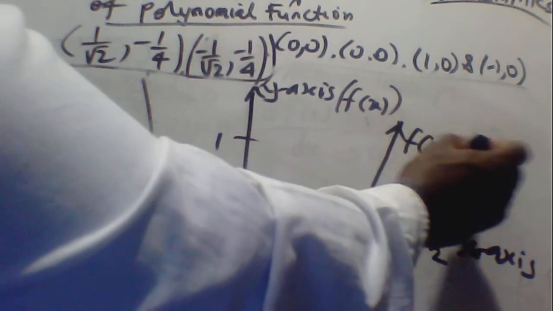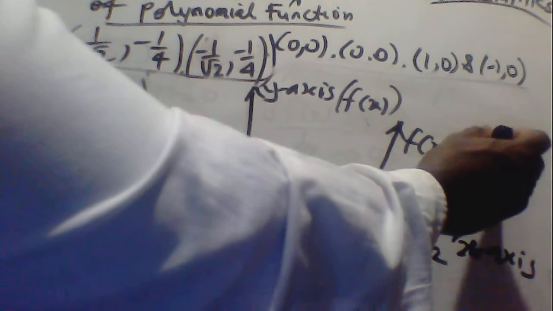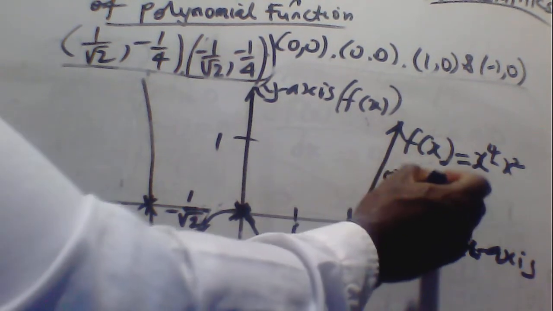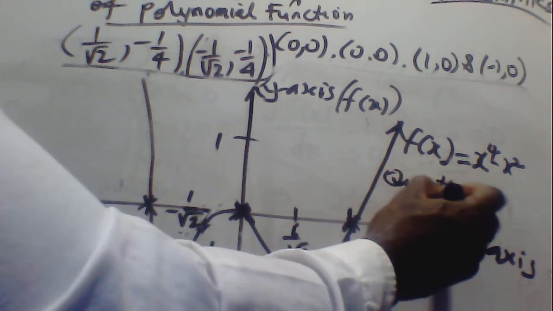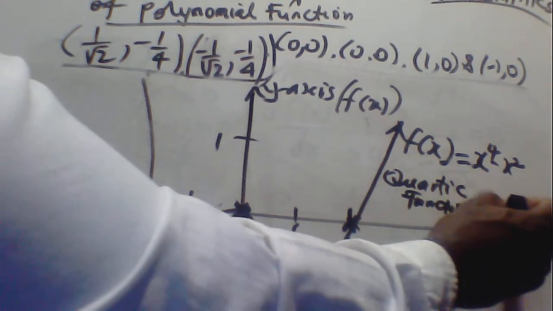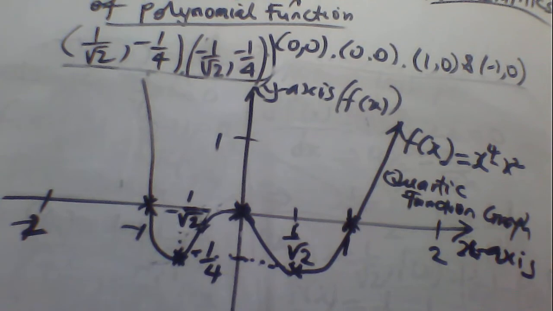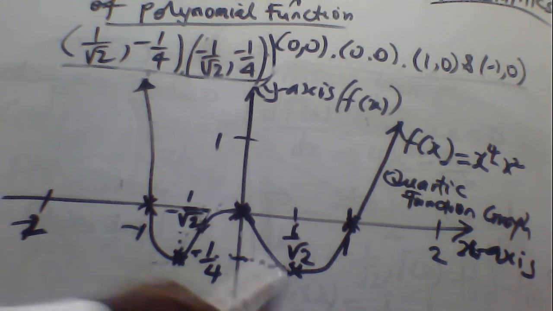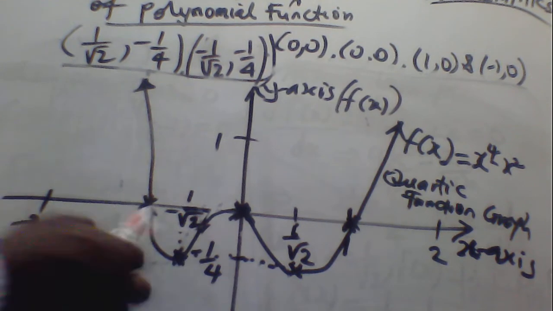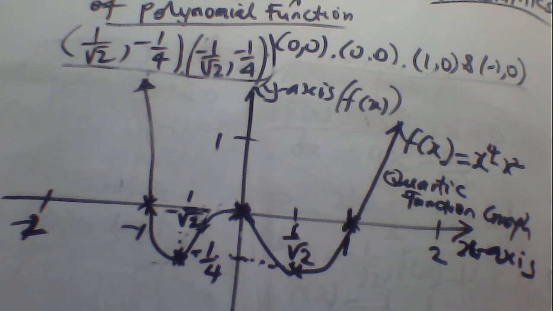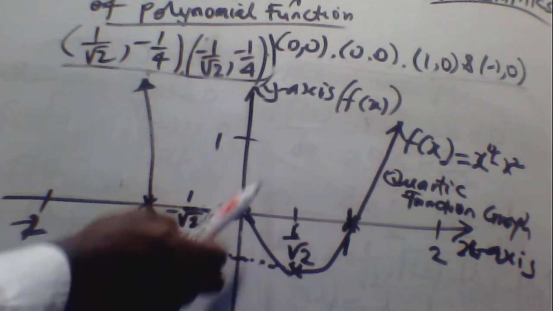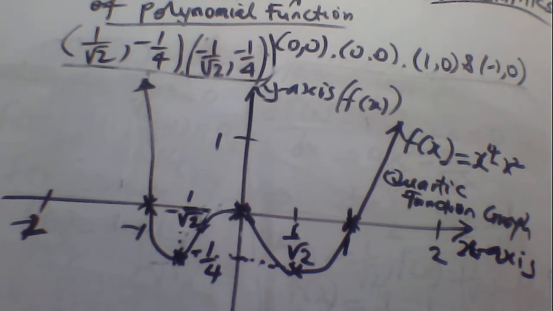f of x is equal to x raised to the power 4 minus x squared. This is a quartic function graph. The quartic function, its shape determined. So it has 2 turning points, and its shape, it touches the x-axis at 4 points. You know, here are those 1, 2, 3, 4. So it's a quartic function graph.